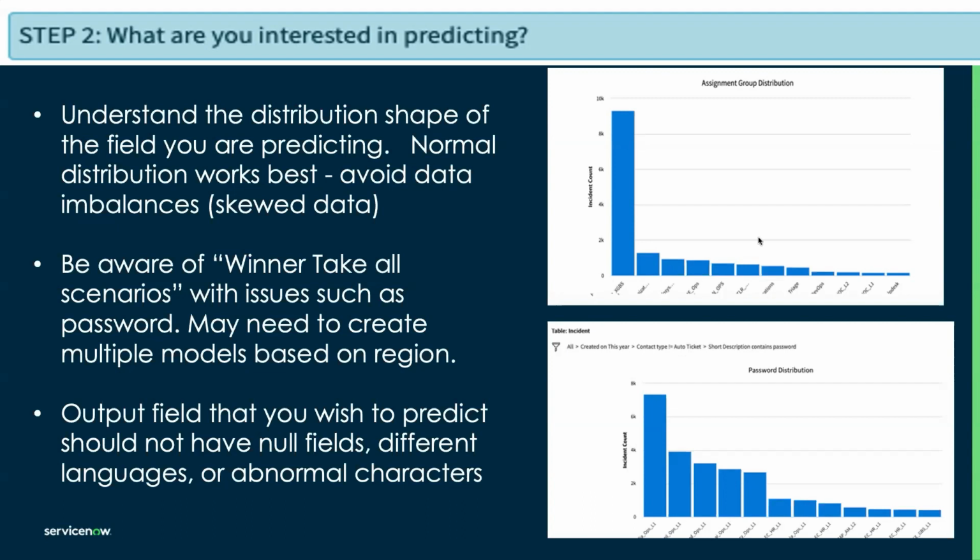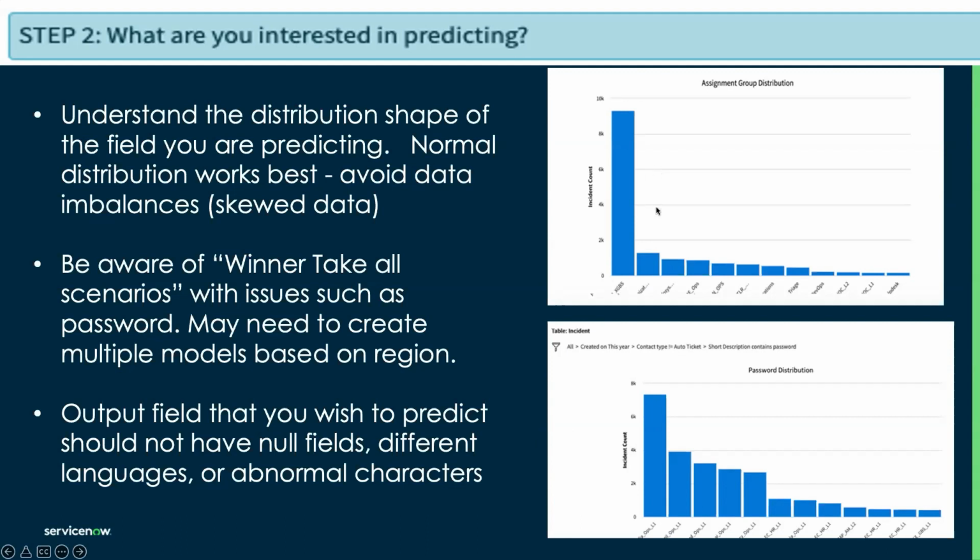So we want it to look more like the bottom graph here, where it's more evenly distributed. Another thing is the output field that we're trying to predict, we want to make sure that it doesn't have any null fields, doesn't have any different languages in it. If you're predicting for English, it should all be English. If you're predicting for Dutch, it should all be Dutch. And it shouldn't have any weird abnormal characters, because that'll throw the algorithm off.